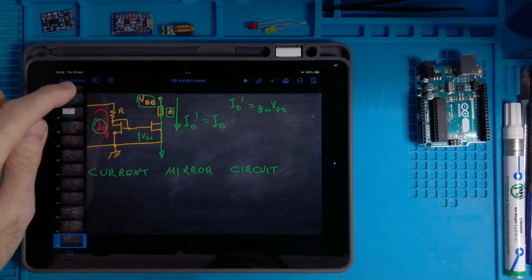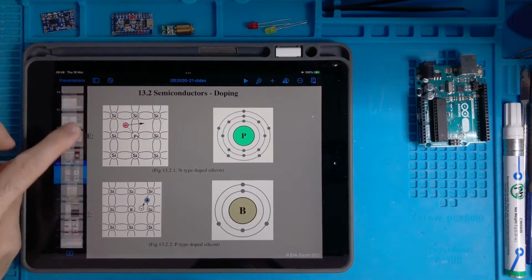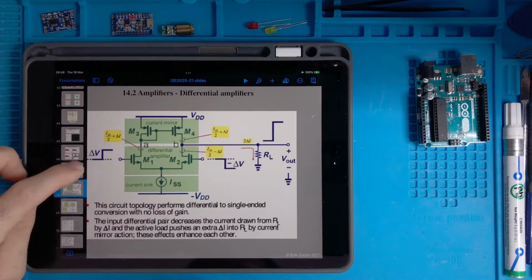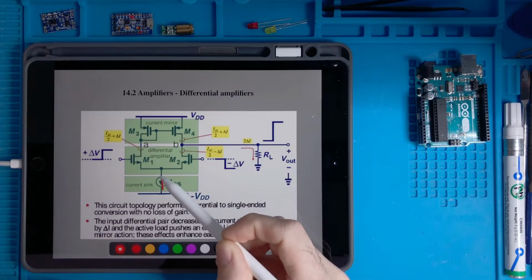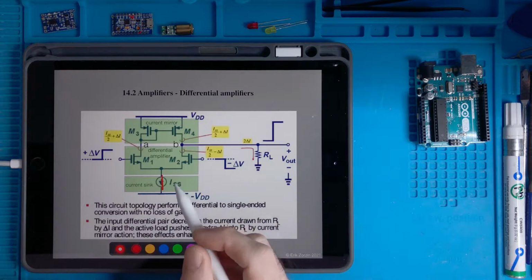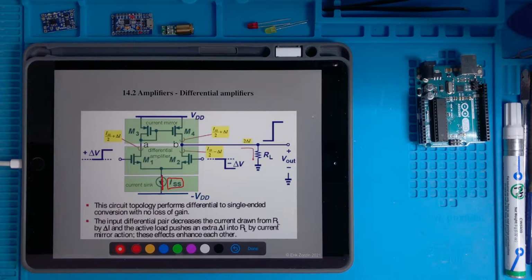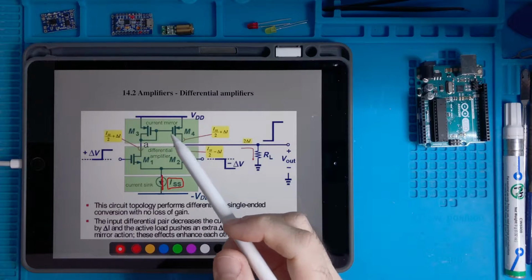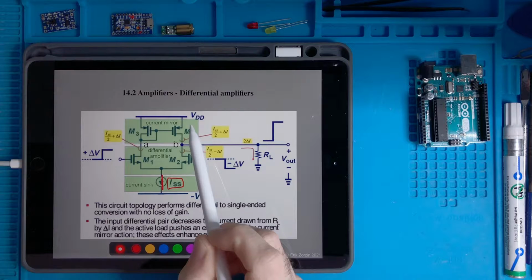So I go back here to the slides. Okay. So for us, this one is a branch where the current is regulated at a certain value we call ISS. Okay, so now we have another thing. We have the current mirror circuit here in this upper part, in this green box.